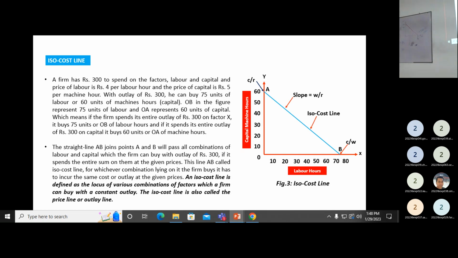And finally, here it says an isocost line. This is how you technically define what an isocost line is. An isocost line is defined as the locus of various combinations of factors which a firm can buy with a constant amount, a constant outlay. So we call it the price line or outlay line. And this is how you calculate the slope of the isocost line: W divided by R.